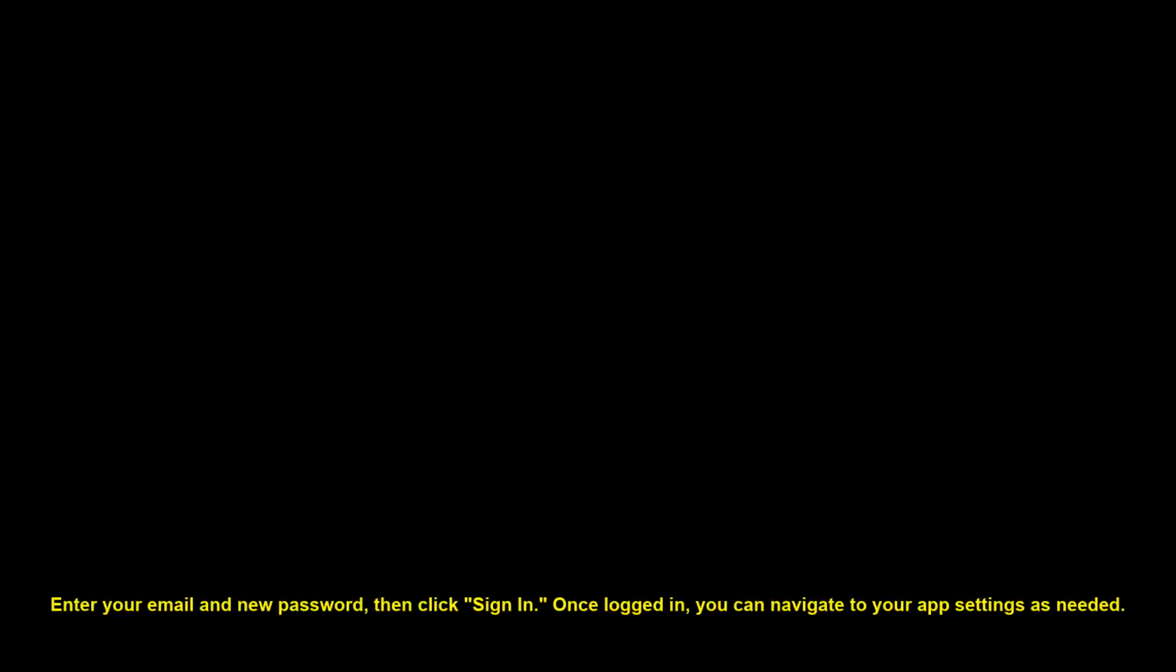After successfully resetting your password, repeat the login process. Enter your email and new password, then click Sign In. Once logged in, you can navigate to your app settings as needed. Congratulations, you have successfully logged into OneSignal for app push notifications.